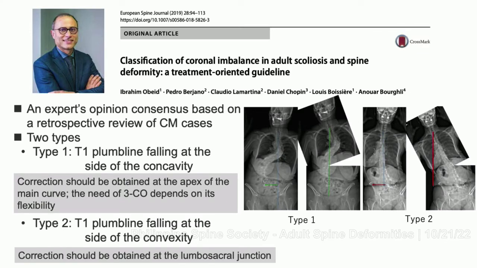Obeid emphasized that coronal malalignment should be carefully evaluated when performing adult spine deformity surgery. They also classified coronal malalignment into two types and suggested a treatment algorithm for coronal malalignment in adult spine deformity surgery. For type 1 coronal malalignment, correction should be obtained at the apex of the main curve. For type 2 coronal malalignment, correction should be obtained at the lumbosacral junction.